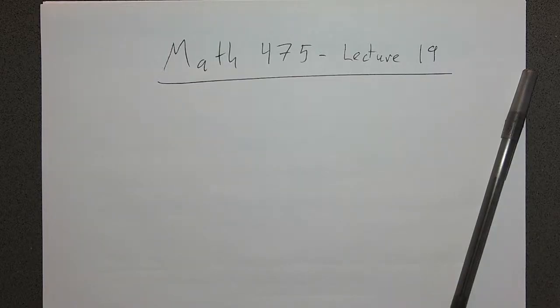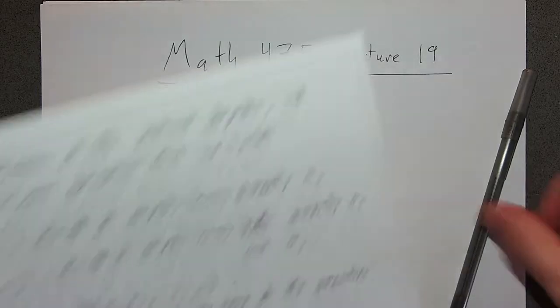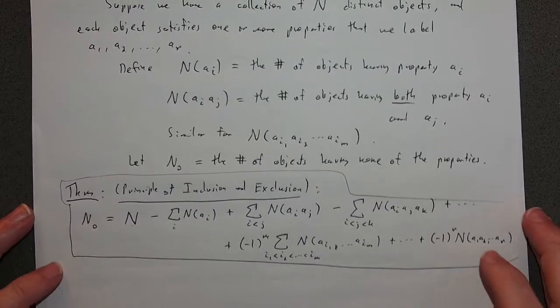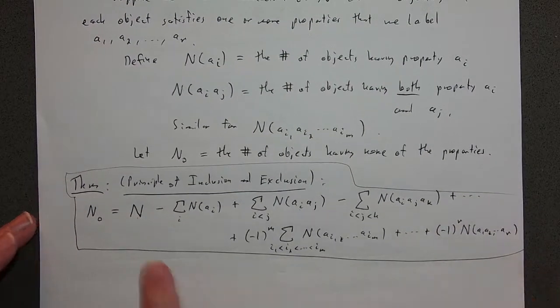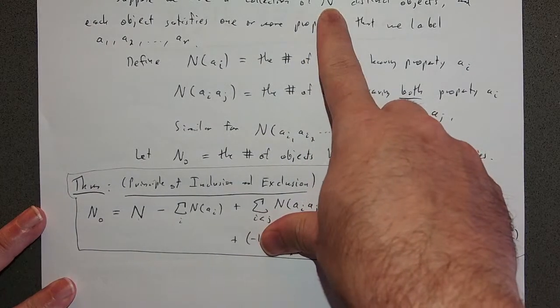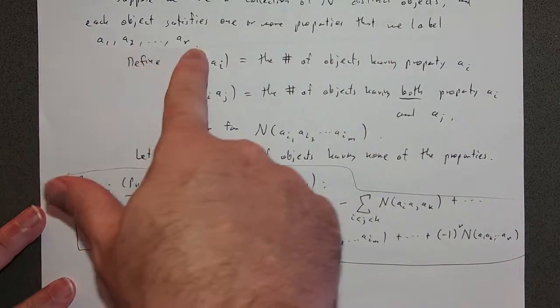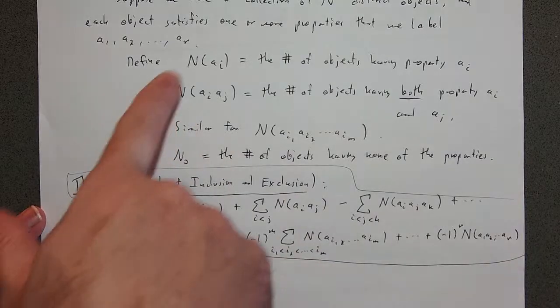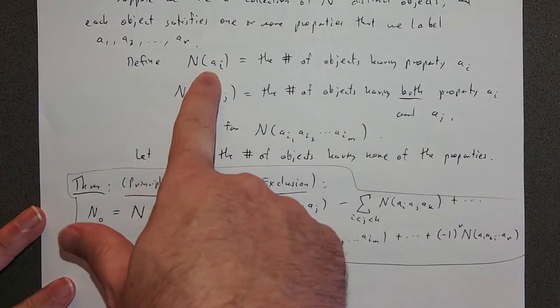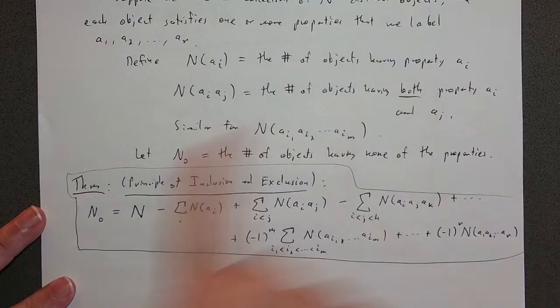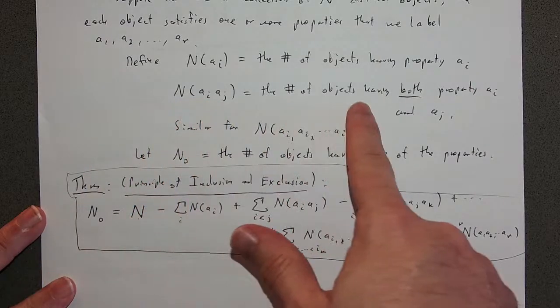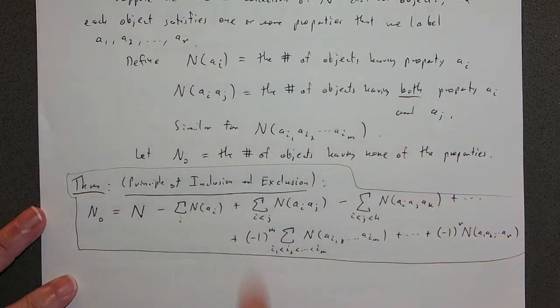Last lecture we discussed the inclusion-exclusion principle. So here is the version that we stated. A collection of N distinct objects. Each object satisfies one or more properties. We label those properties A sub 1, A sub 2, and so on out through A sub r. The notation here, we adopted N of A sub i as the number of objects having property A sub i. N of A sub i, A sub j is the number of objects having both properties A sub i and A sub j, and so on.